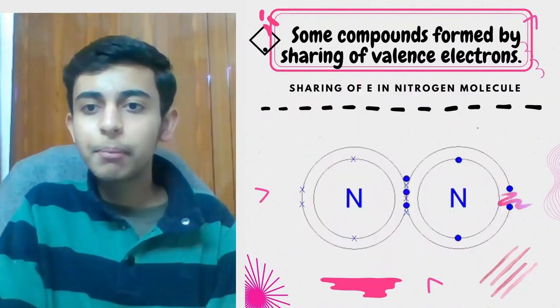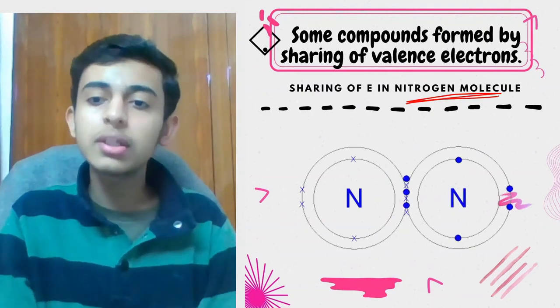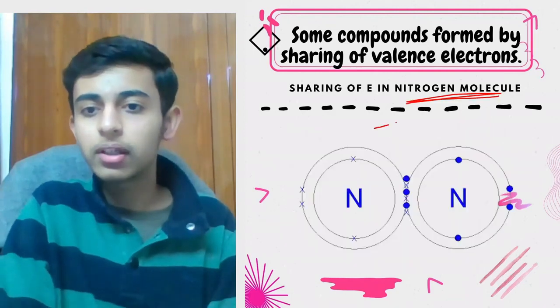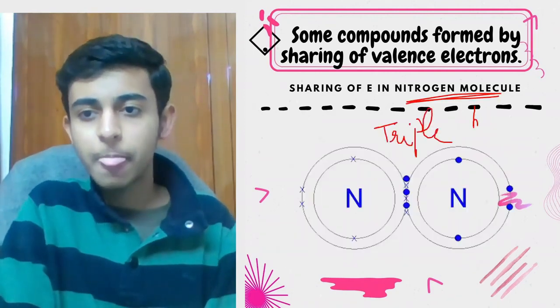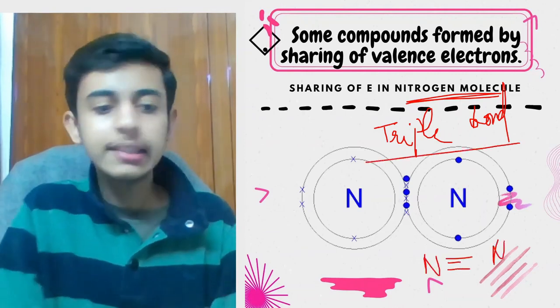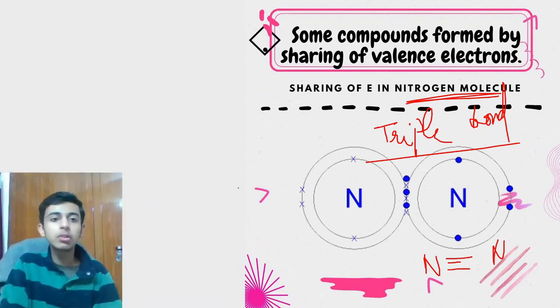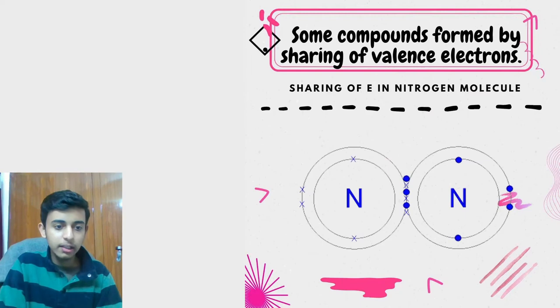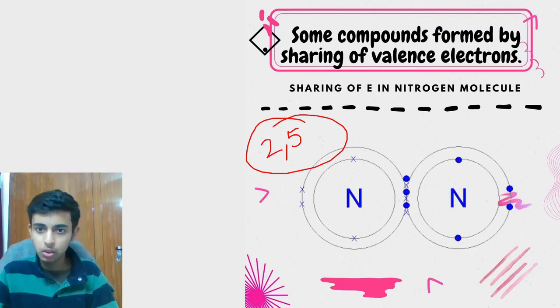Clear? Now you can take the example of the nitrogen molecule. How does this happen in nitrogen? In nitrogen, 3 pairs of electrons are shared, so it is known as a triple bond, and we represent it by N, 3 dashes, N. Let's understand how in nitrogen this is formed. What is the configuration of nitrogen? That is 2, 5. Clear? 2, 5 is the configuration of nitrogen.